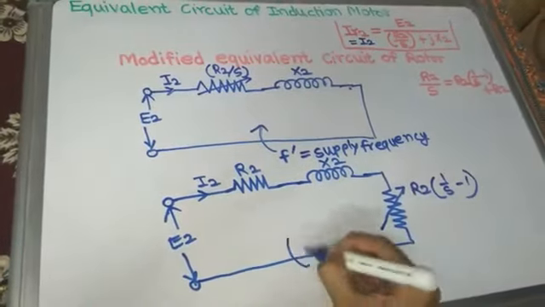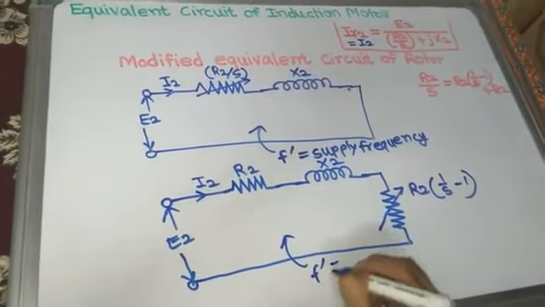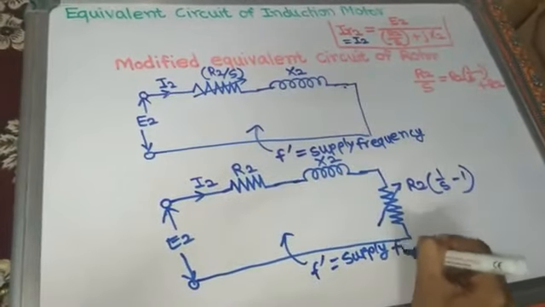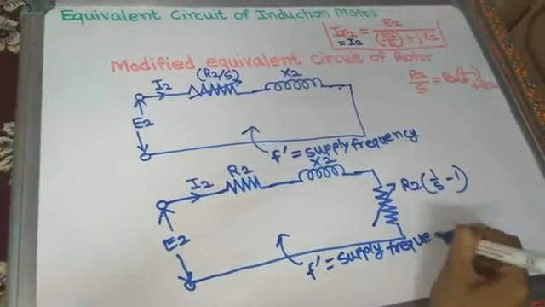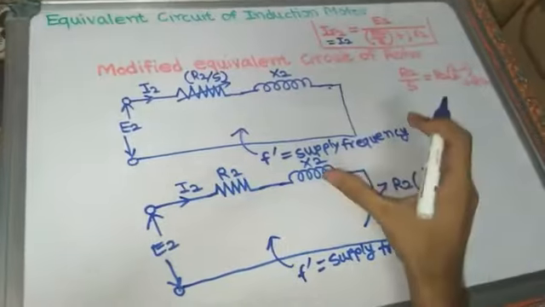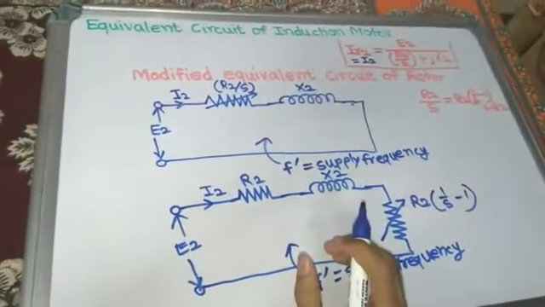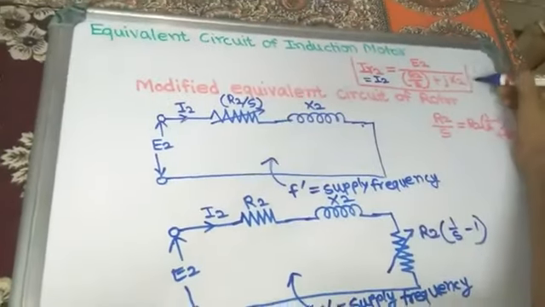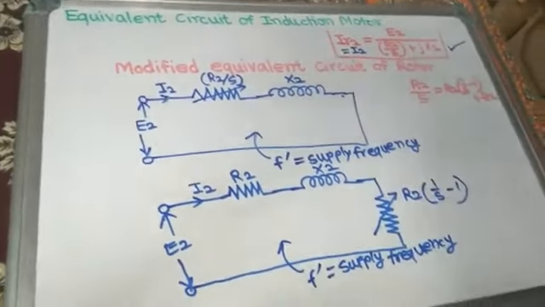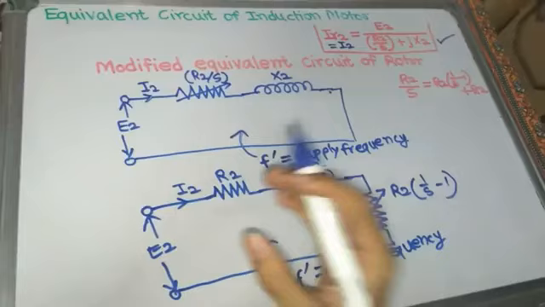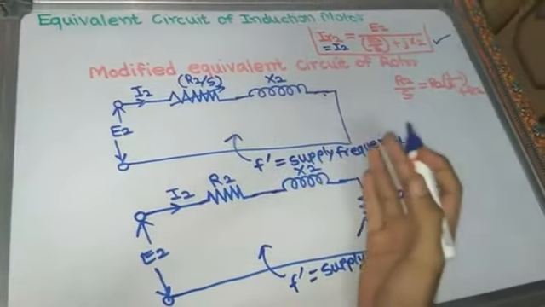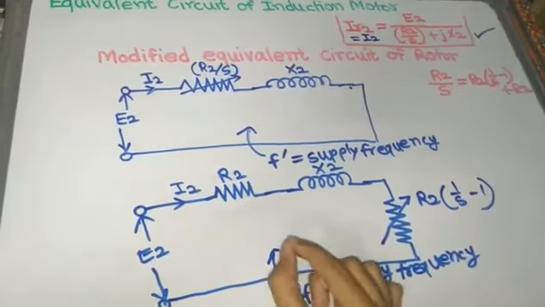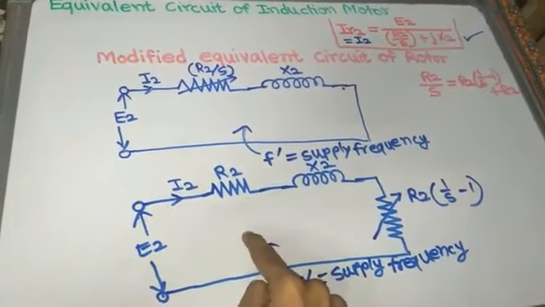Frequency F dash is also equal to supply frequency. So now we can say that the equivalent circuit of the three-phase induction motor is just similar to that of a transformer. We made this arrangement for achieving an equivalent circuit of the three-phase induction motor similar to that of a transformer. So now this is the final modified equivalent circuit of rotor.